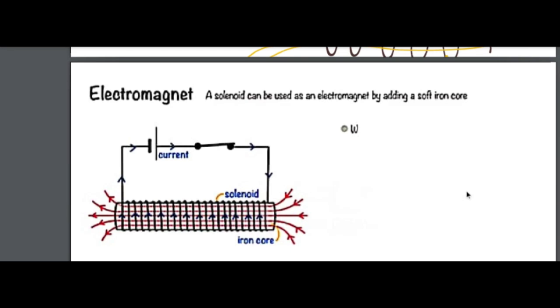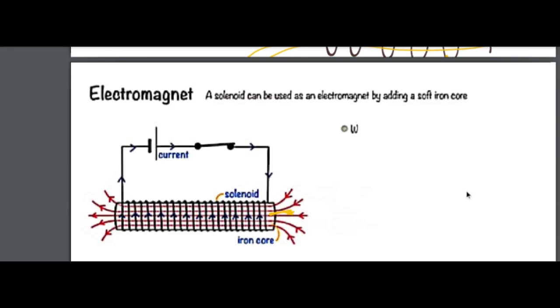Electromagnet: a solenoid can be used as an electromagnet by adding a soft iron core. For example, this is the iron core inside this. This is iron core and this is solenoid and this is a current flowing, switch is on. So there are different methods in which I can induce magnetic field with the help of current. The first method is a simple circuit with the compass with the paper. In the second method, with a number of coils, I can make a solenoid. I can induce magnetic field in that circuit as well.